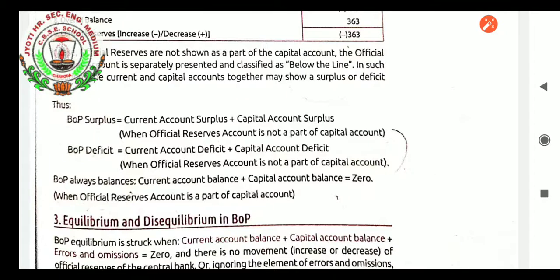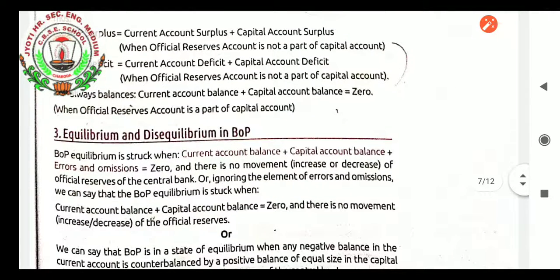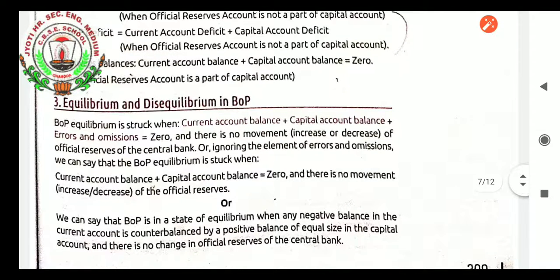Okay. Equilibrium and disequilibrium in balance of payment. As we learned, the official reserve account shows surplus and deficit. Now we will see in which situation equilibrium occurs and in which situation there is disequilibrium of the balance of payment. BOP equilibrium is struck when current account balance plus capital account balance plus errors and omissions equals overall balance equals 0, and there is no increase or decrease in the official reserves of the central bank.